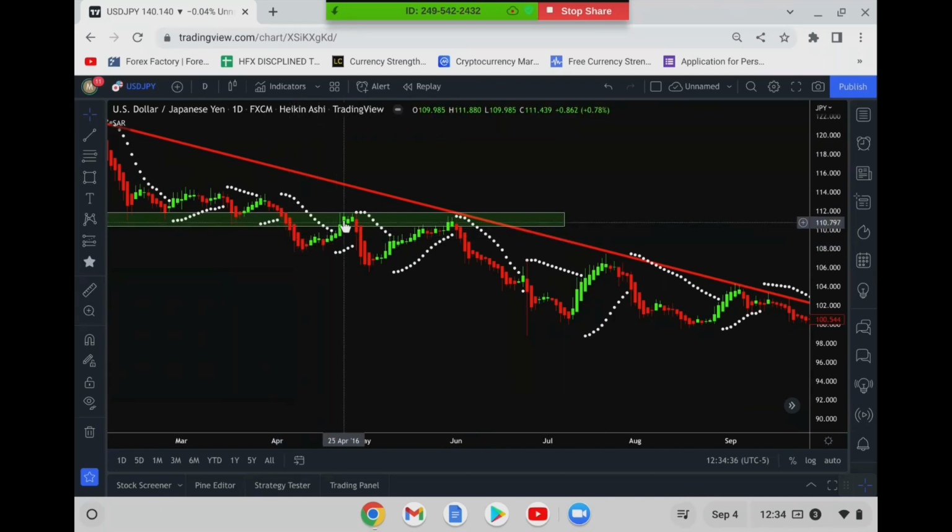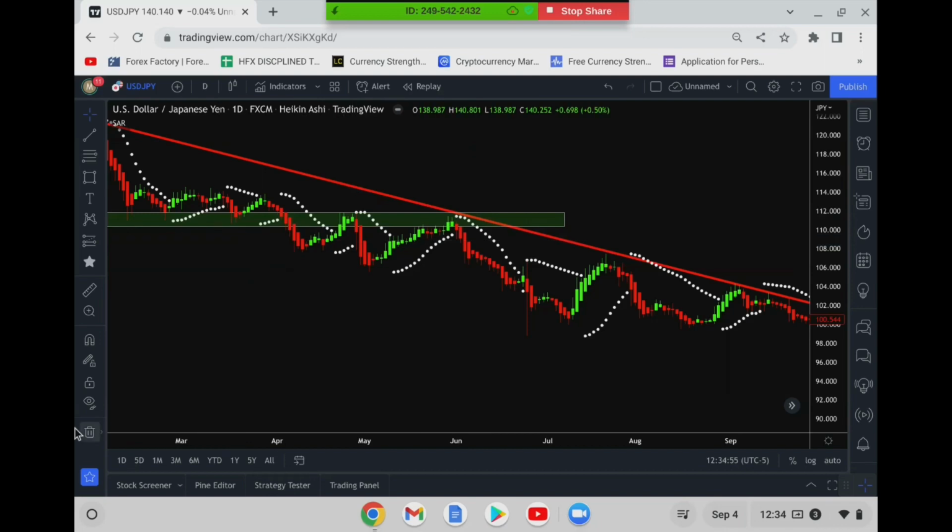Then it came back up, retested this level as resistance. The SARs flipped. That could have been your second entry. Then you had price come back up and test this level again. It obviously could not break it. So we had the SARs flip again, and that would have been your third entry on this trade.